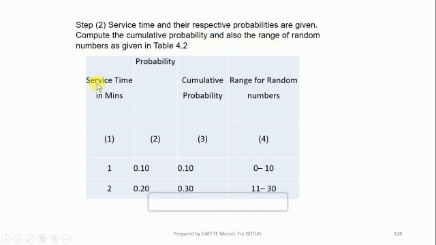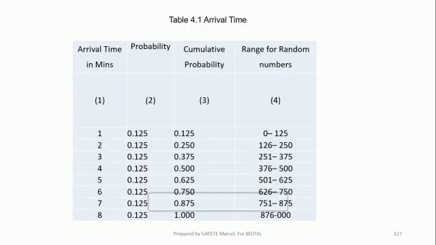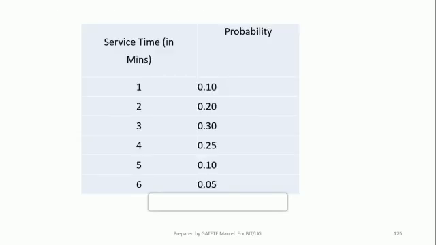I have service time in minutes. Here I have service time, this is the column number here. I have a service time ranging from 1 to 6. The probability has also been given here in advance. So the probability is this one, and we copy them here.